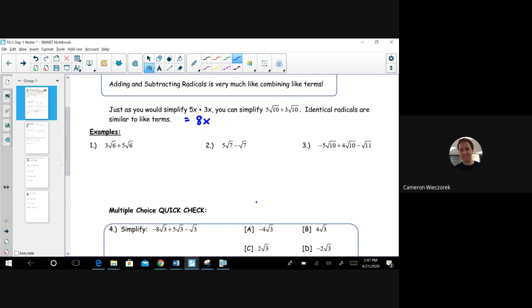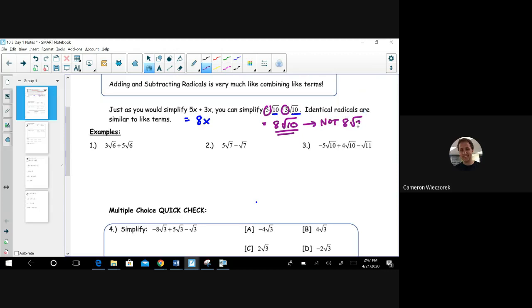Literally, I can do the same thing with something like 5 rad 10 plus 3 rad 10. The only difference is instead of calling it 5x, now I'm calling it 5 rad 10, and instead of calling it 3x, now I'm calling it 3 rad 10. The x is like your rad 10. All you do here is take the outer numbers and add them together. I have 5 rad 10s, I add on 3 more rad 10s, and now I have 8 rad 10s. And that's it. Notice this is not 8 rad 20.